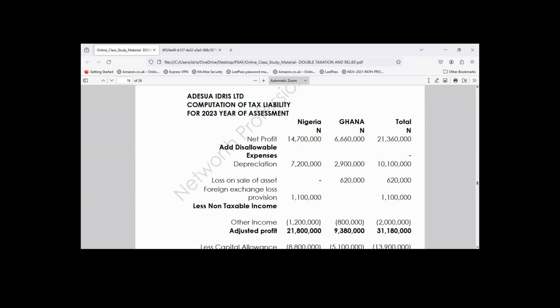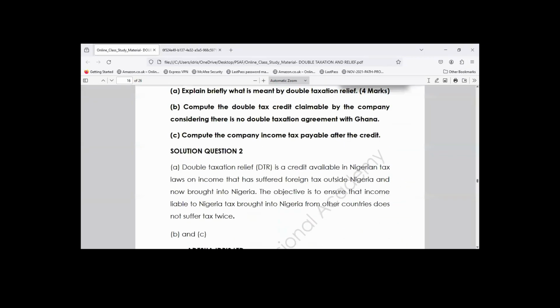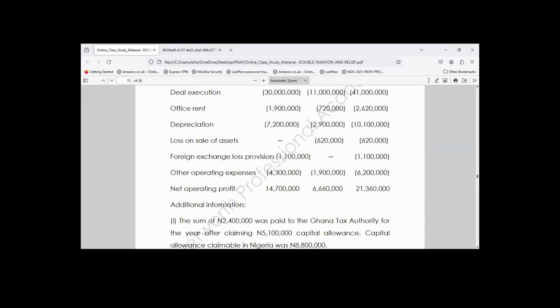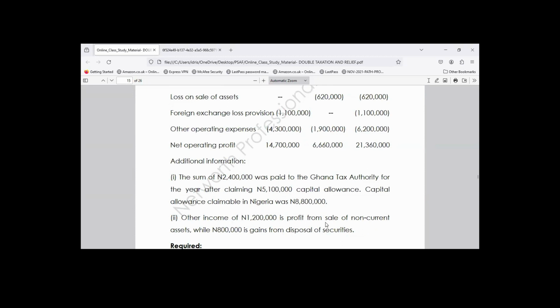Secondly, we have non-taxable income. There is some income that this company has received, but it is not subjected to tax. This 1.2 million and 800,000 are not subjected to tax. Why? If you look at the additional information, it says other income of 1.2 million is profit on sale of non-current assets. Profit on sale of fixed assets is non-taxable income. Why? 800,000 is gained from disposal of government security. When you sell government security and make a gain from it, it's not taxable.